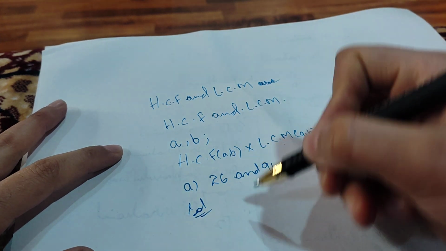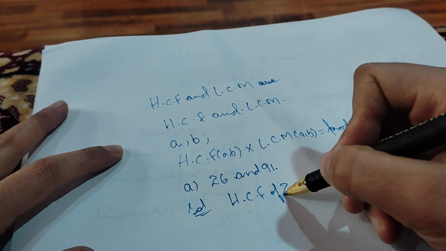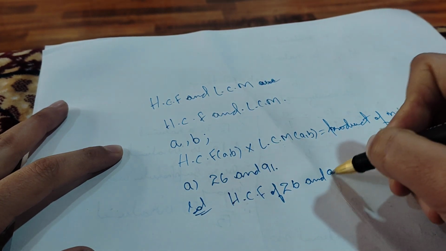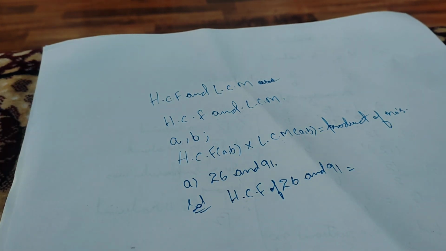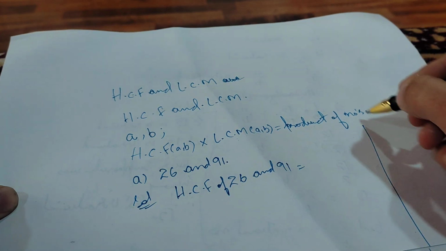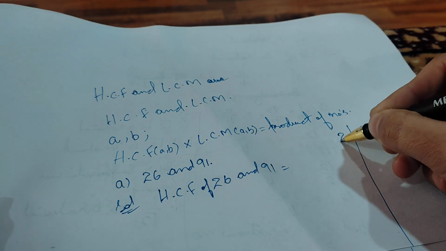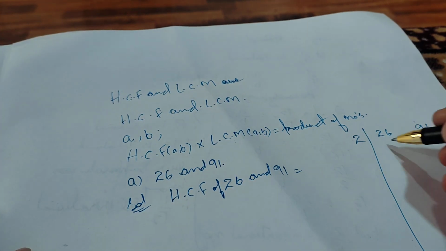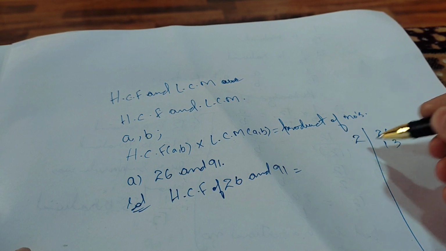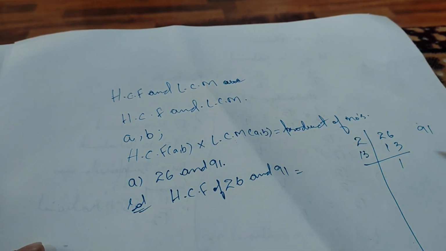So how are we going to find the HCF of 26 and 91? For that, we need to find the factors of 26 and 91. From this side, I'm going to find their factors. This is 26 and this is 91. Now, 26 is 2 times 13, or 1 times 26. Since 13 is a prime number, it won't have any other factor other than 13.